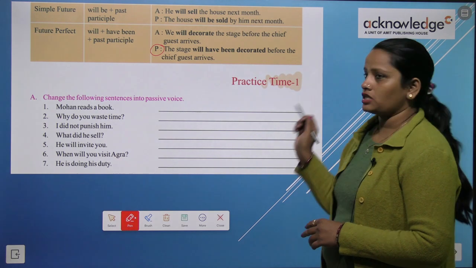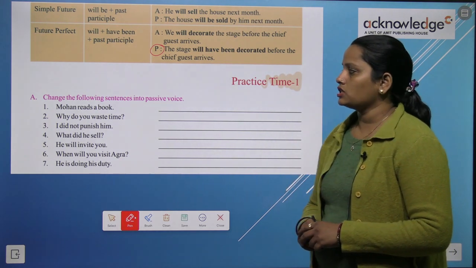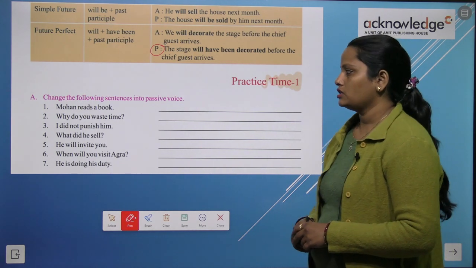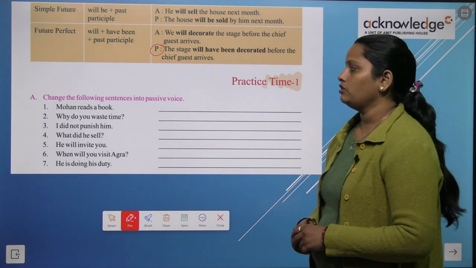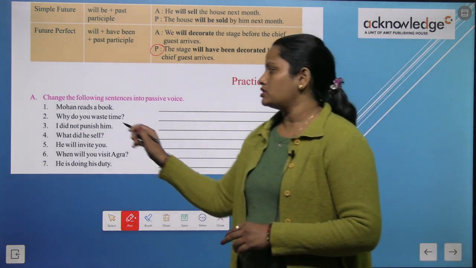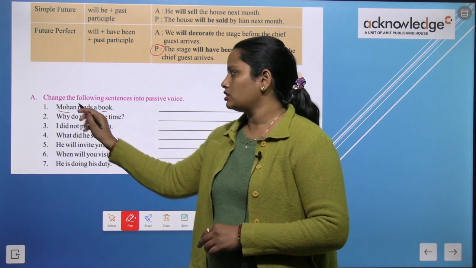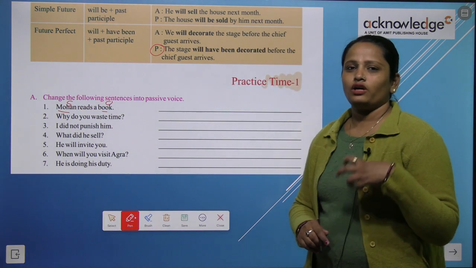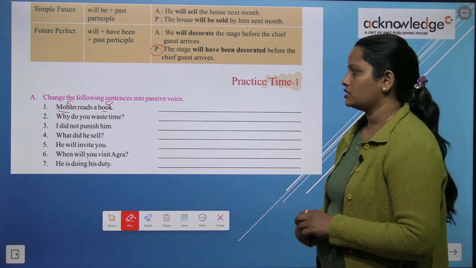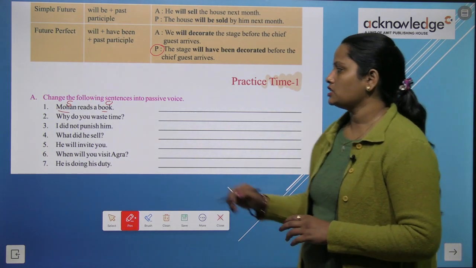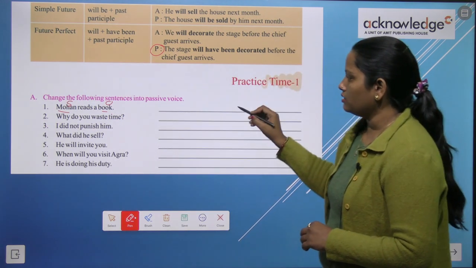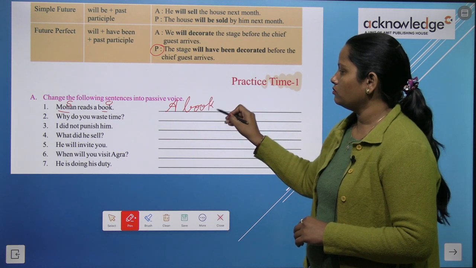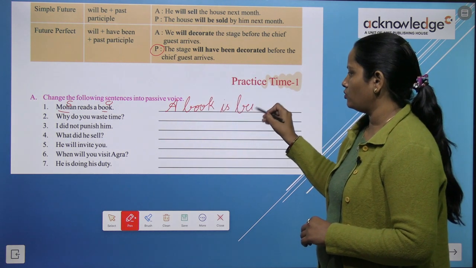So this is your practice time 1. And the first question is, change the following sentences into passive voice. First question is, Mohan reads a book. Mohan is the subject here and book is the object. Mohan is in the place of subject, book is in the place of object. So now we have to change the place of object and the subject. So what will be the sentence? A book is being read by Mohan.